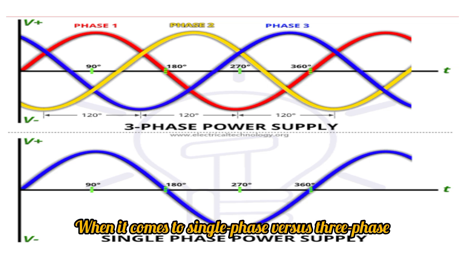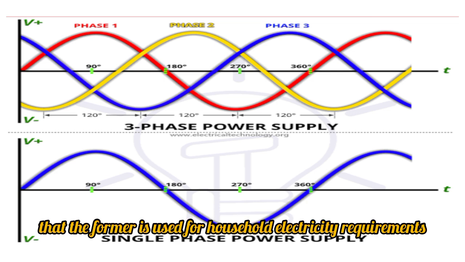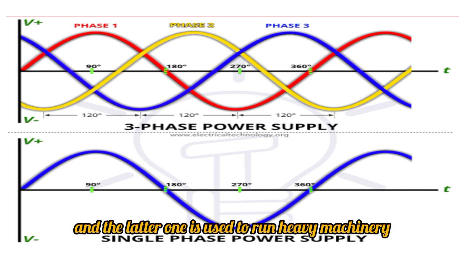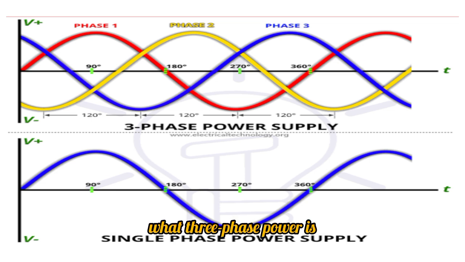When it comes to single-phase versus three-phase, the main difference is that the former is used for household electricity requirements and the latter one is used to run heavy machinery. This article discusses the differences between them so that you can know what three-phase power is and understand how they work. What is a single-phase power and its features?